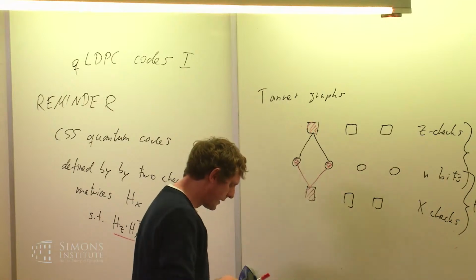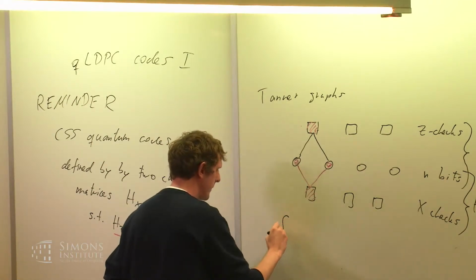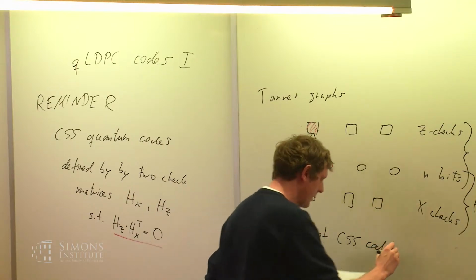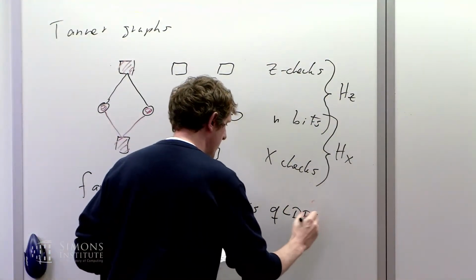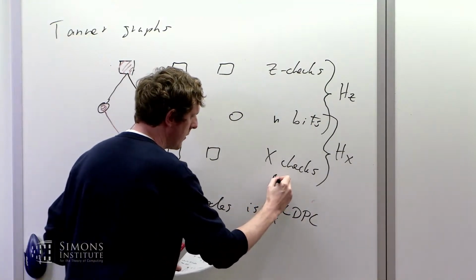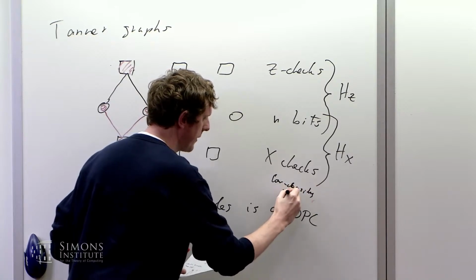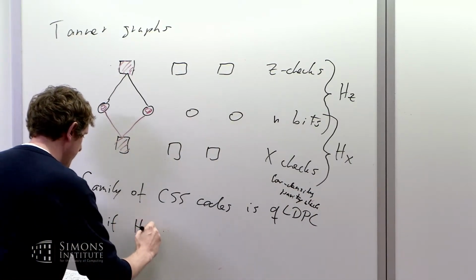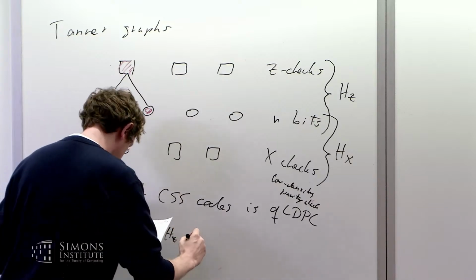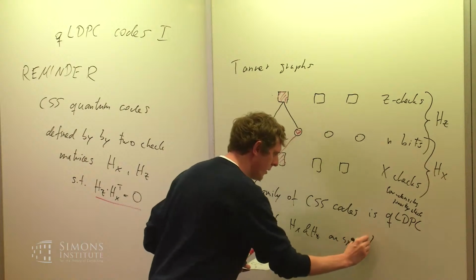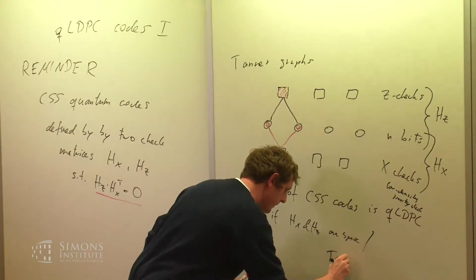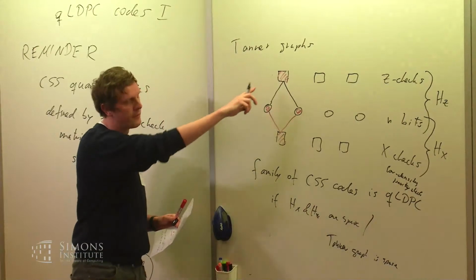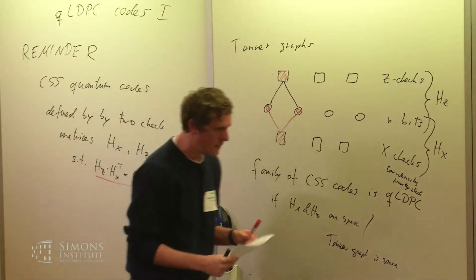Okay, so now let me give you the definition. The family of CSS codes is pure LDPC, where LDPC stands for low density parity check, if, equivalently, HX and HZ are sparse matrices, or equivalently, if the Tanner graph is sparse, meaning that the degree of each node is bounded by some constant. Okay, so that's the definition.